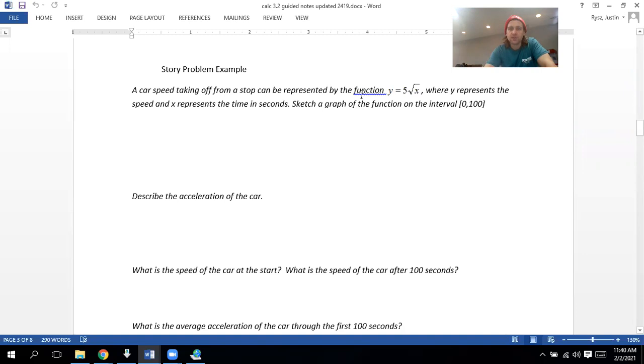So what we're doing here is we're going to look at story problems and how we can apply the mean value theorem. So the first example here is a car taking off from a stop can be represented by the function. You know what? Let's go ahead and graph that function here.